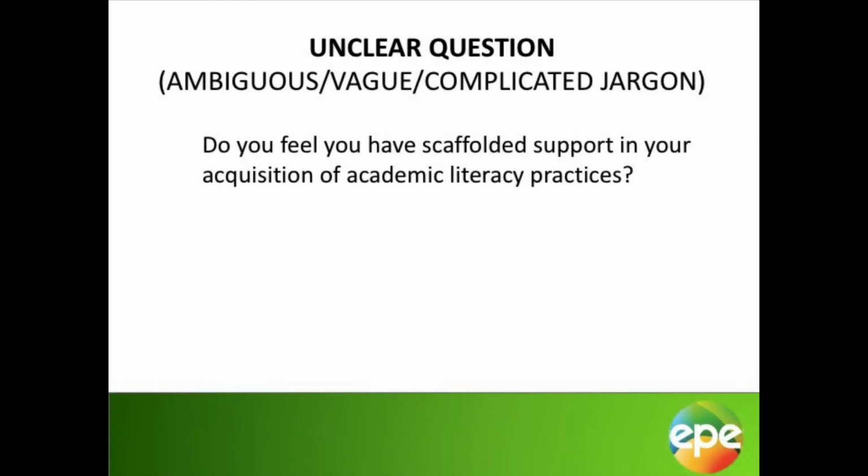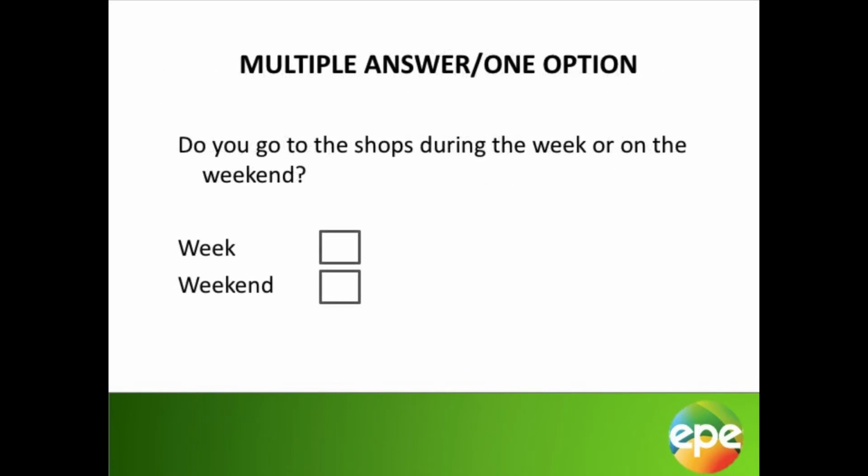Probably the most common error is having questions that don't make complete sense to the participant. They are either ambiguous or vague or use complicated language. For example, asking students to answer the question, do you feel you have scaffolded support in your acquisition of academic literacy practices? Then the multiple answer question, where 2 or more answers could be right for a participant, but the system only allows them to choose one. For example, do you go to the shops during the week or on the weekend? Maybe I go shopping on both, but the system only allows me to choose one.